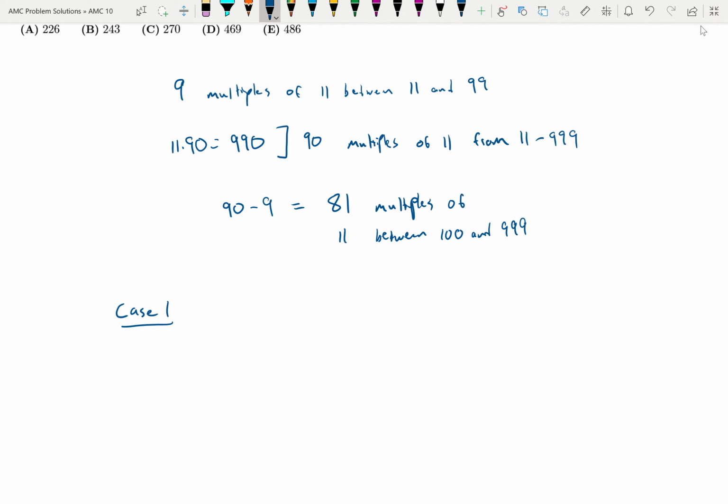Case 1 is going to be that the 3-digit number has 2 of the same digit in it. So for example, 121, 1 shows up twice. There are 3 ways we can permute the digits. So therefore, there are 3 permutations here.